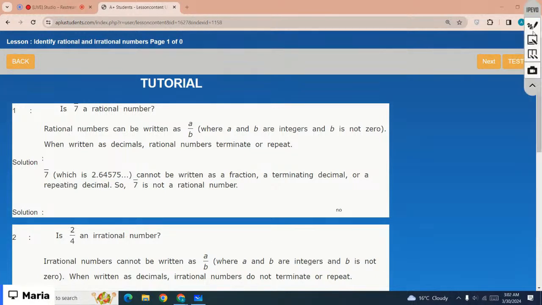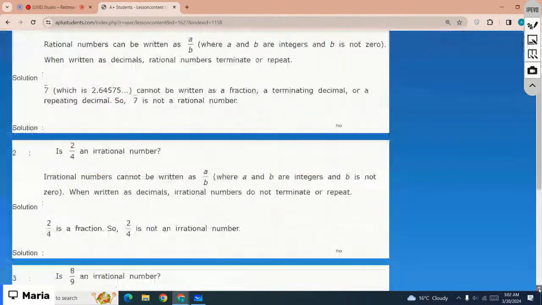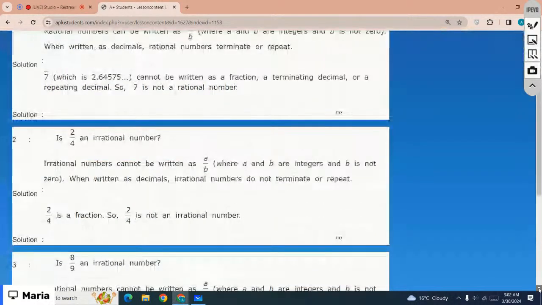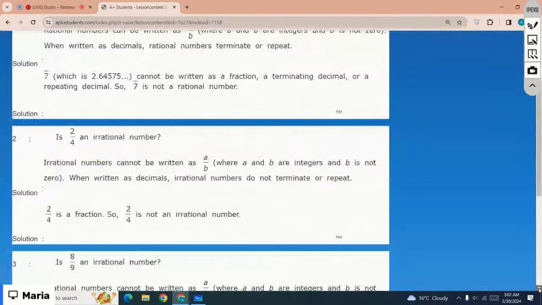The next example is 2 by 4, an irrational number? No, 2 by 4 is not an irrational number because irrational numbers are the ones that cannot be written in the form of a by b, right? So 2 by 4 is already in the form of a over b, right? That means 2 over 4 is a rational number. The correct option is 2 by 4 is a rational number, right? So that's why this isn't an irrational number, right?